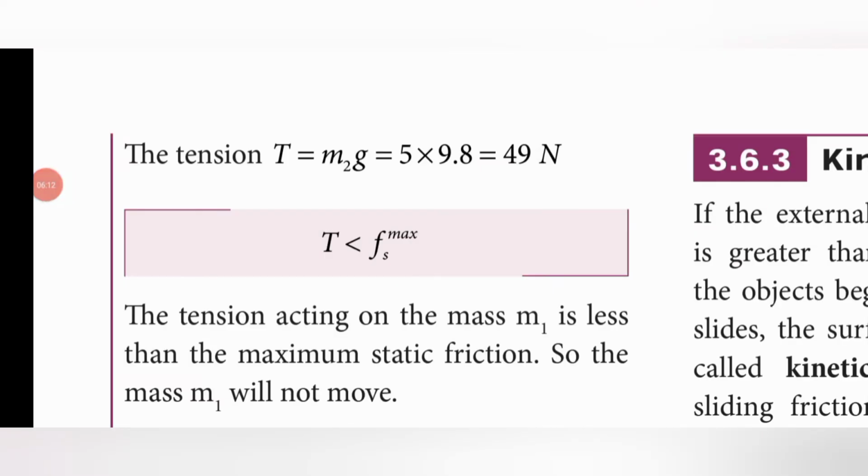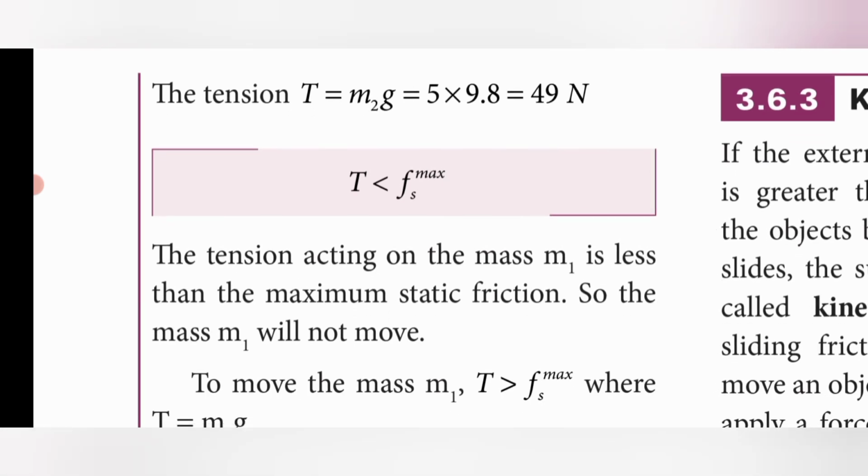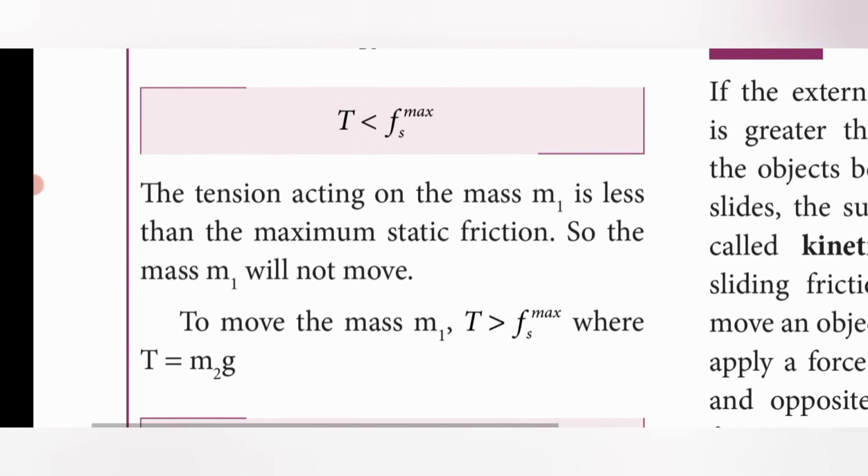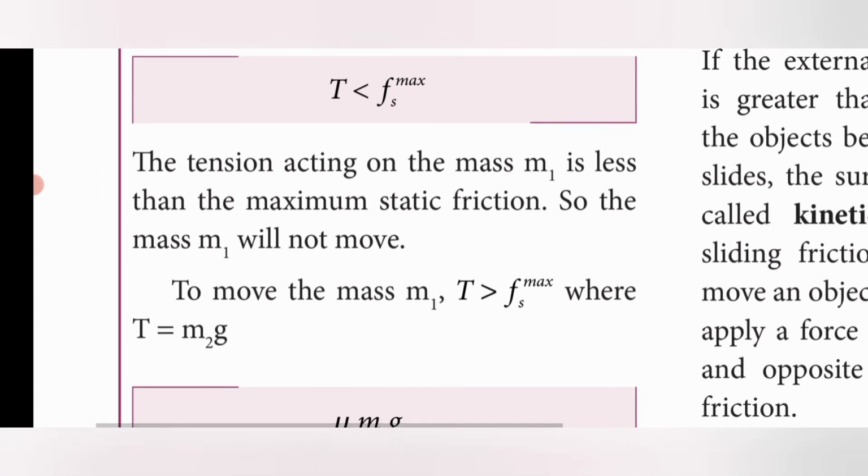And next we have to find out the tension. So T is equal to M2G. That is the tension value. In this tension value substitute the value of M2, 5 into 9.8, that is 49 Newton. So here comparing the value of tension and the friction, what is the result? Tension is smaller than the friction value. So T is smaller than f maximum. So the tension along the mass M1 is less than the maximum static friction here. So M1 will not move, because the value of M1 is greater and M2 is smaller.